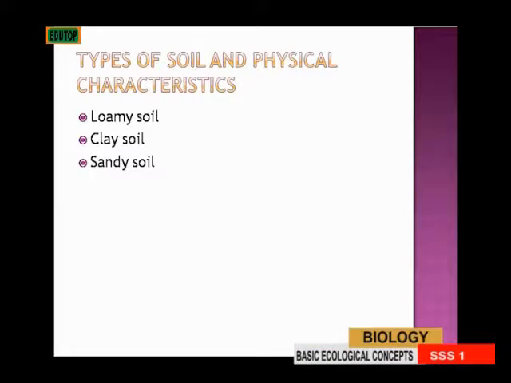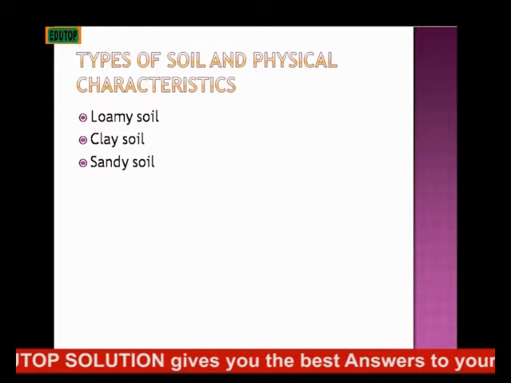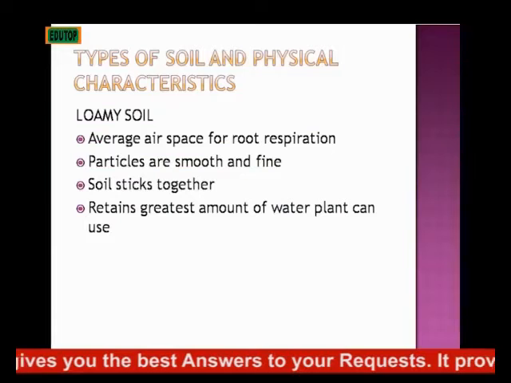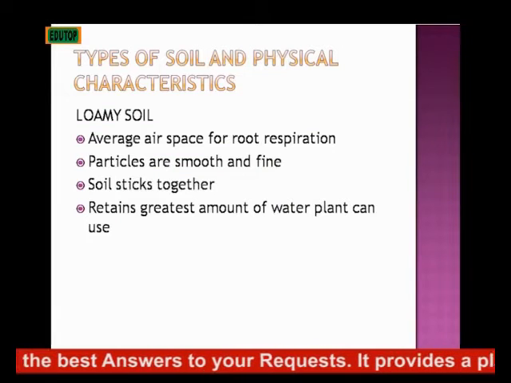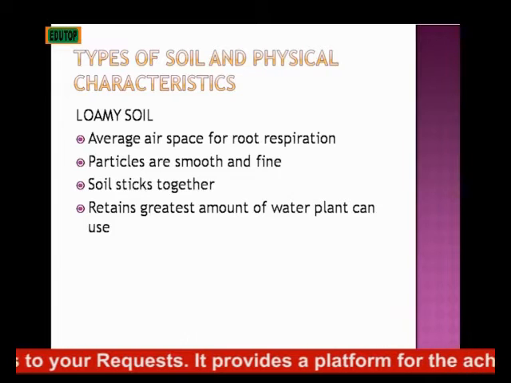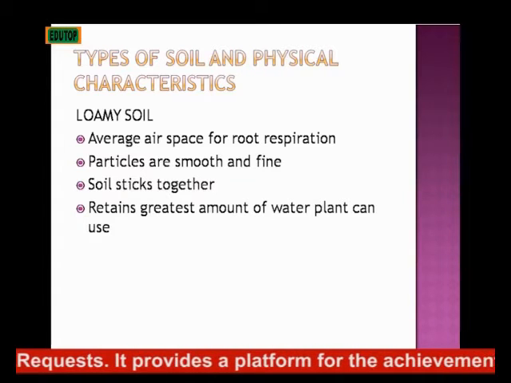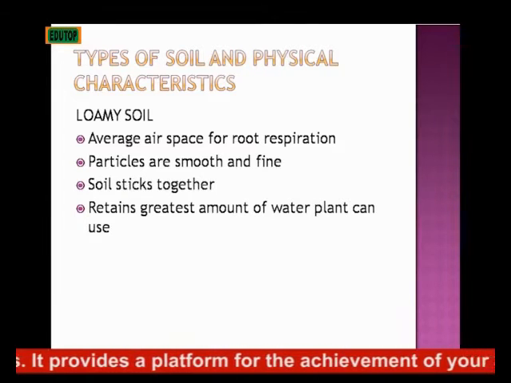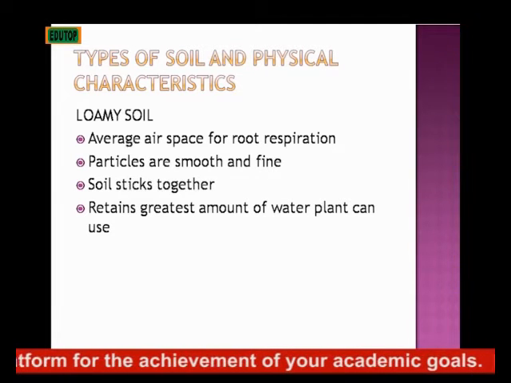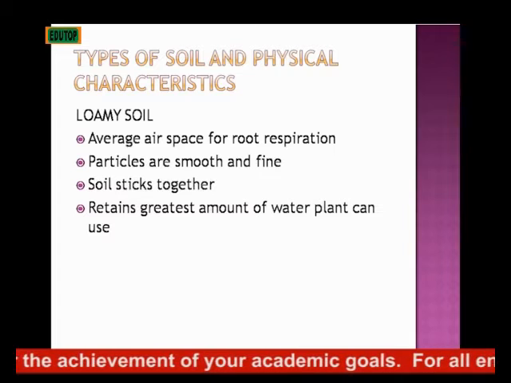Also, we have three types of soil majorly. We have the clayey soil, the loamy soil, and the humus soil. Now, talking about the loamy soil, it has an average airspace for root respiration. That is, it has a moderate airspace, it accommodates the roots of the plants. It helps respiration from the roots. So that's what that statement means.